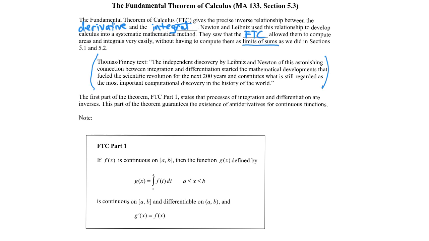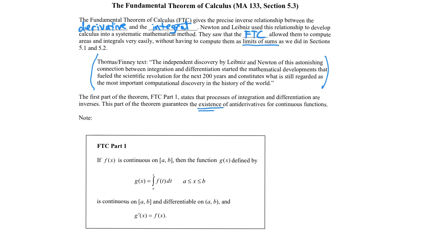And it's actually in two parts. So the first part, which will not be as important for us, but we'll talk about it. This first part, Fundamental Theorem of Calculus Part 1, states that the process of integration and differentiation are inverses. And this part of the theorem guarantees the existence of antiderivatives for continuous functions.